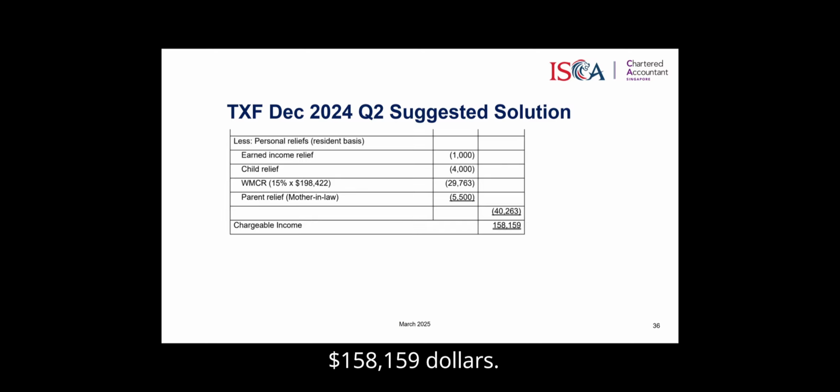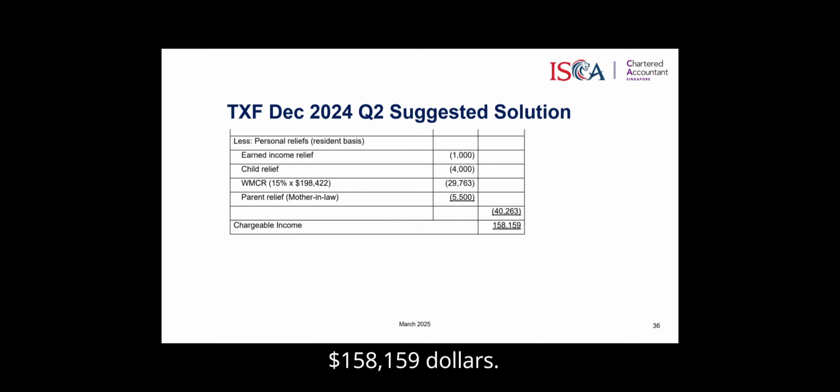Tax on the first 120,000 is 7,950, and the tax on 38,159 at 15% would be 5,723.85. And that totals up to 13,673.85. So when you less off the personal tax rebate for the year of 200, you will derive a notional tax payable on the resident basis of 13,473.85.